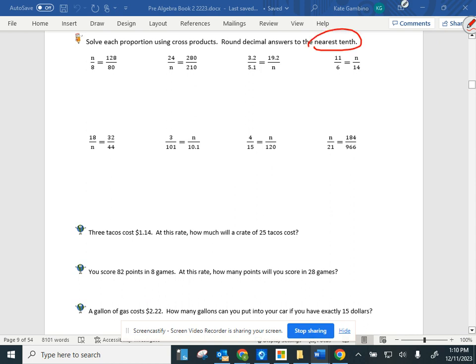So, rounding answers to the nearest tenth. I am going to be looking for our rounding to the tenth place. Using your cross products, I want you to show your work. I do not just want to see an answer. I want you to show the steps. Then at the bottom, you don't have to show the steps, but you do have to show the proportion. Then you can just solve it and give me the answer, but show your proportions.